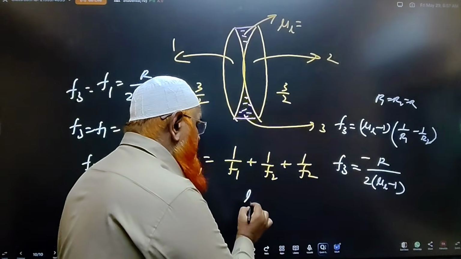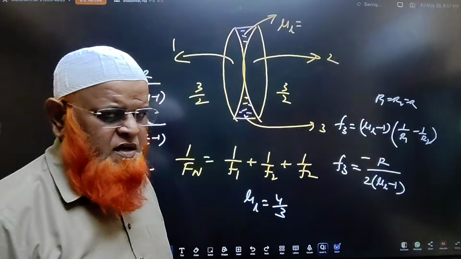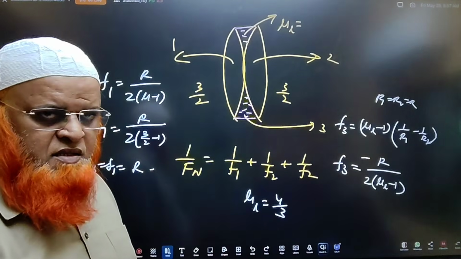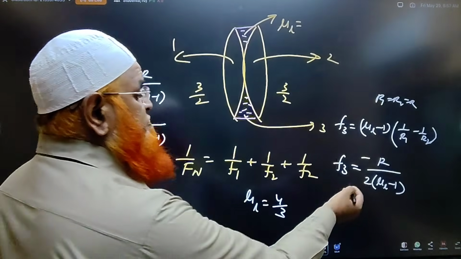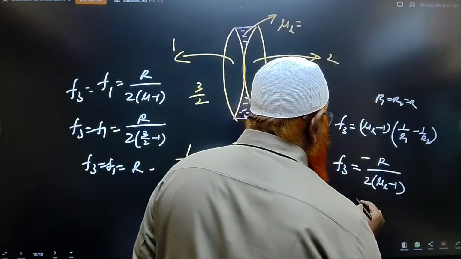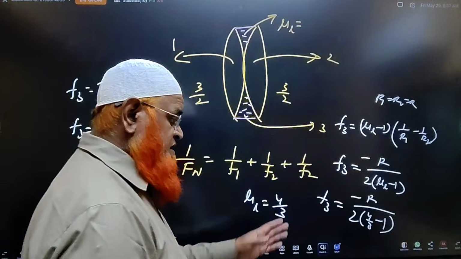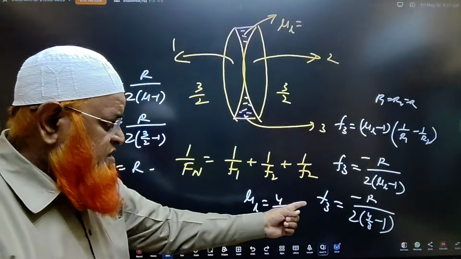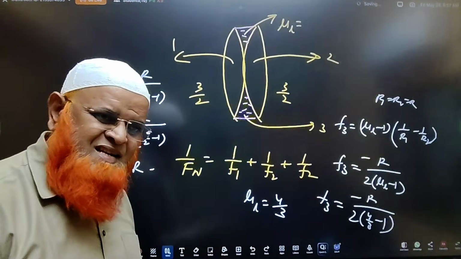If he gives you what the liquid is, if the liquid is given as 4 by 3, just like water, what will you do? 4 by 3, right, and find out the focal length. If he asks you to find the focal length, you just write now 4 by 3. If you substitute, what will you get? This is going to be minus R by 2 into 4 by 3 minus 1. Find 1 by F. You got F1 and F3 as R, and this one also will get some value. Take all the values, substitute here, find your net focal length. Is it easy or not?